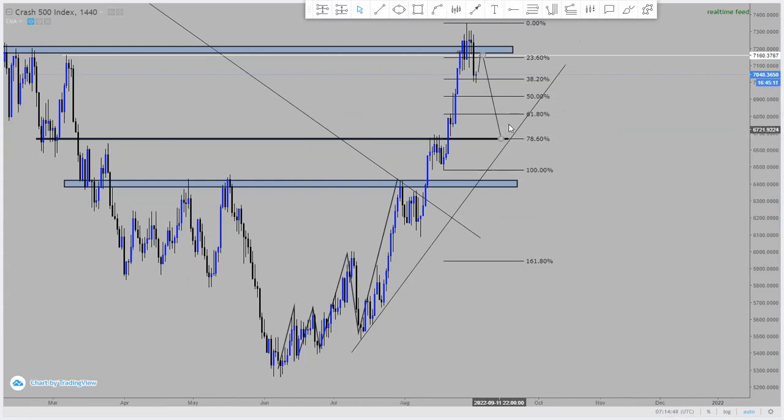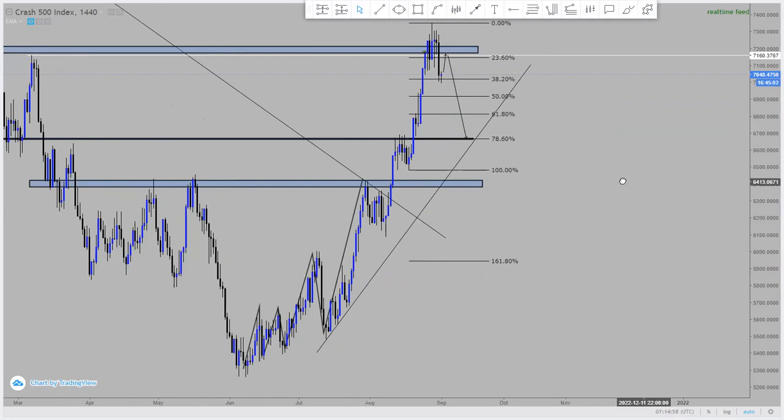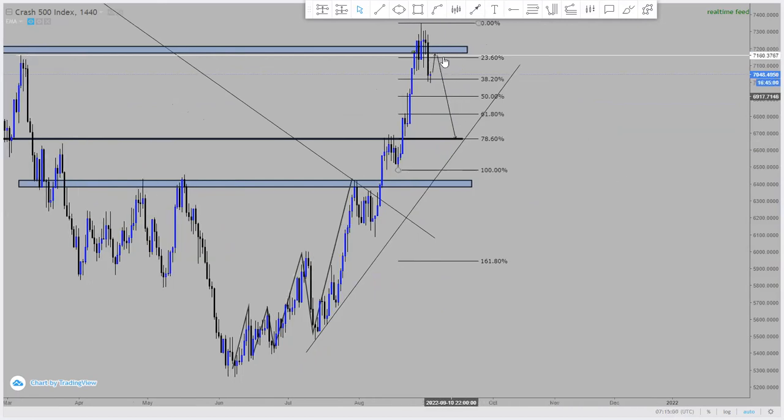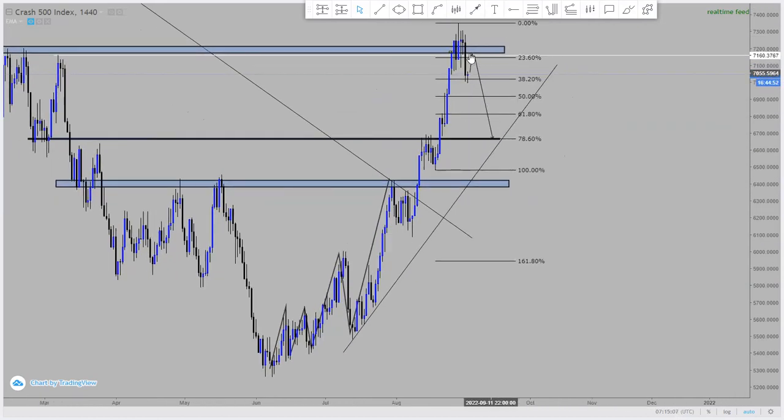So that zone is our target area for the sales that we're anticipating to take. These sales can actually take a few days, if not more. It depends on the momentum, but it can take a few days of holding the sales from that zone. So basically what spike catchers must do is wait and not sell Crash 500 as of today. Wait for it to pull back and come to this resistance, reject there, then they take their sales from there.